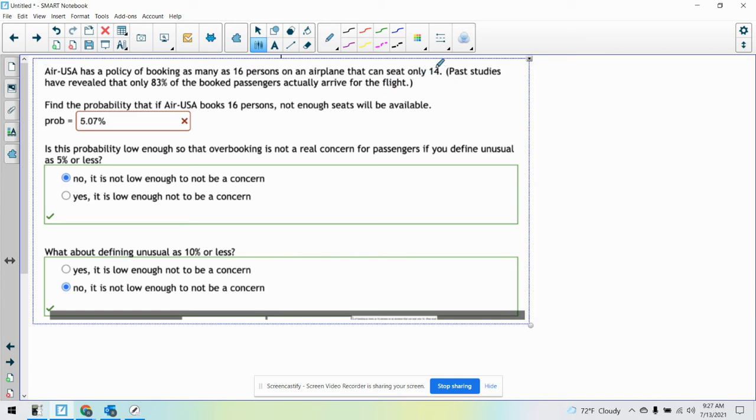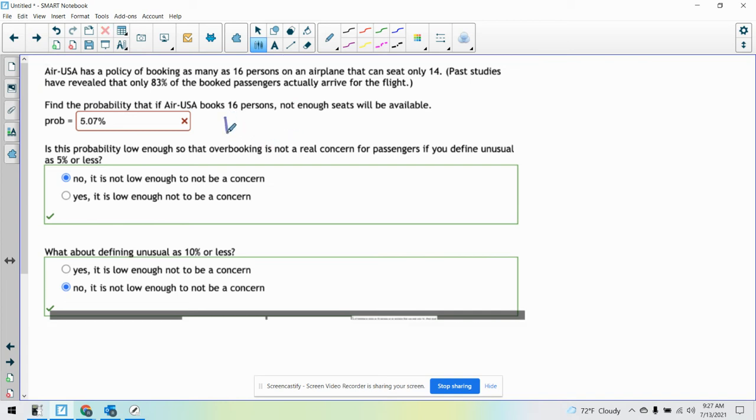Okay. All right, it says Air USA has a policy of booking as many as 16 persons on an airplane that can seat only 14. So they overbooked by 2 people. Past studies have revealed that only 83% of the booked passengers actually arrived for the flight. Find the probability that if Air USA books 16 persons, not enough seats will be available.